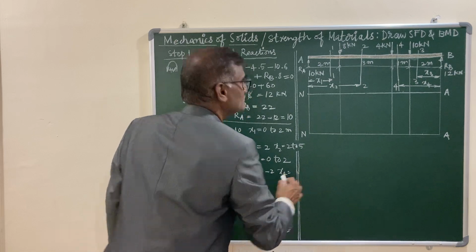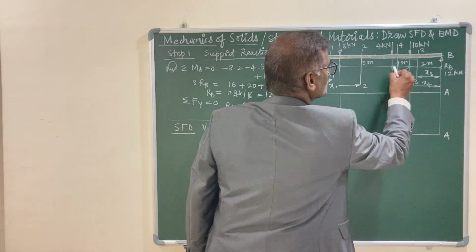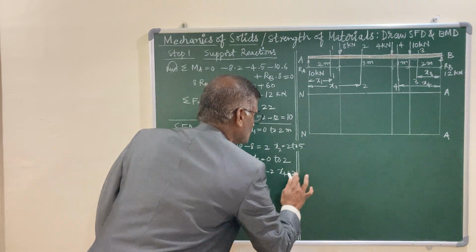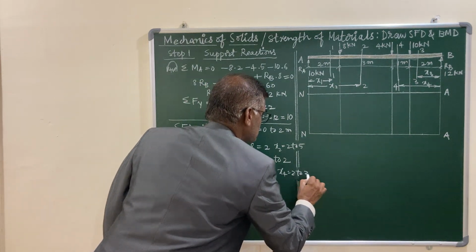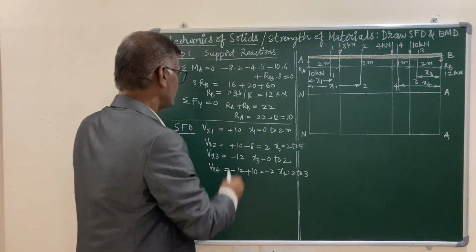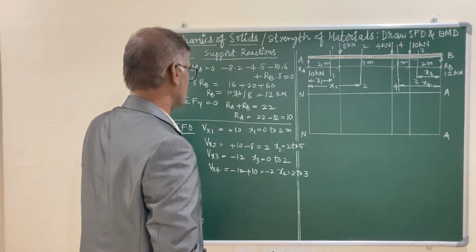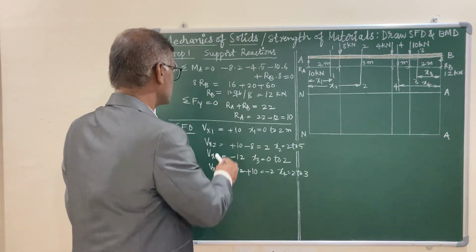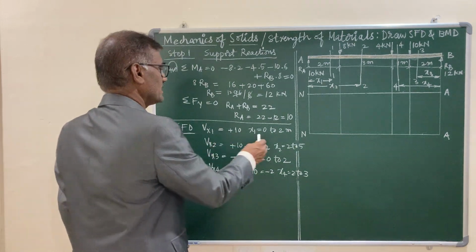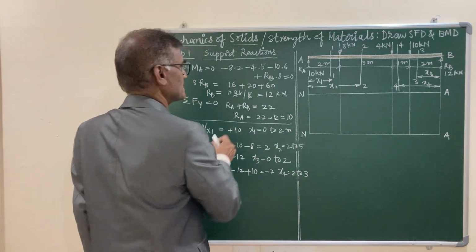X4 is 2 to 2 plus 1, that is 2 to 3. So with these various values, you can draw the shear force diagram. Let us look at this. For x from 0 to 2, you have plus 10.